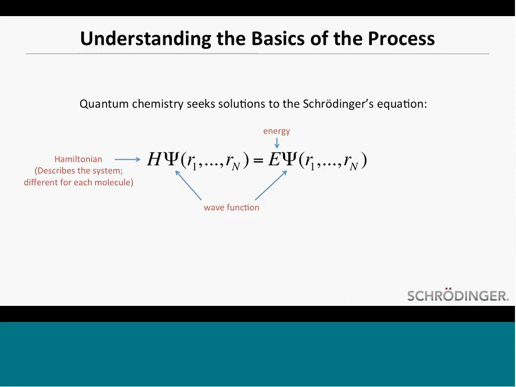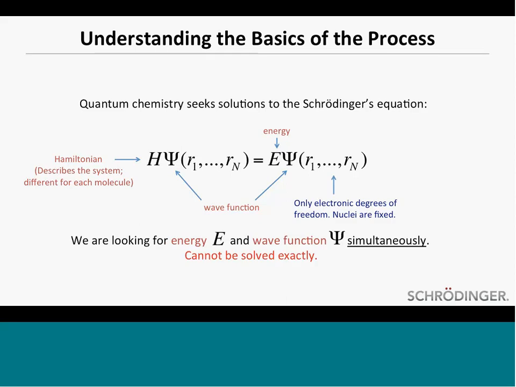So what are we doing in quantum? Well, all we're trying to do is seek a solution to Schrodinger's equation, where we have a Hamiltonian on the left, which describes the system, and that's different for every molecule. And then we have the wave function and the energy. Inspection should convince you that we are looking for the energy E and the wave function simultaneously. So we have one equation and two unknowns, which means that we cannot solve this exactly.